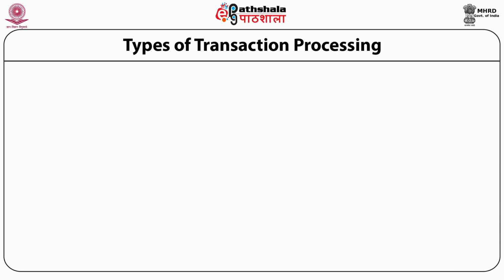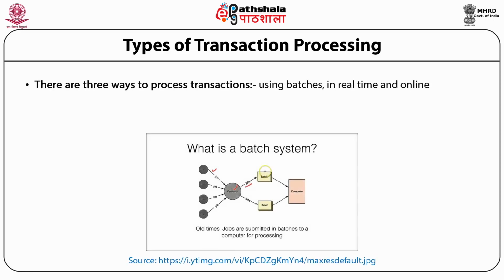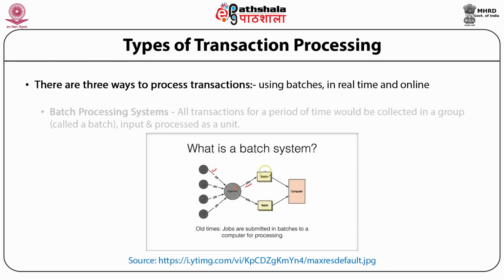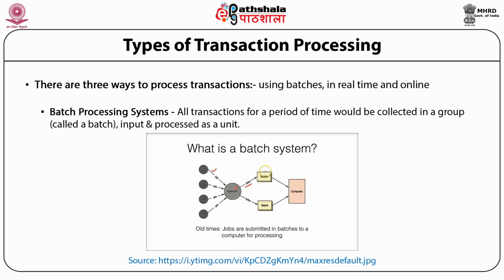Further, we'll be talking about the types of transaction processing. There are three ways to process transactions: using batches, in real time, and online. The batch processing system: all transactions for a period of time would be collected in a group called a batch, input and processed as a unit. Data for all transactions to be processed is brought together and processed in a group.